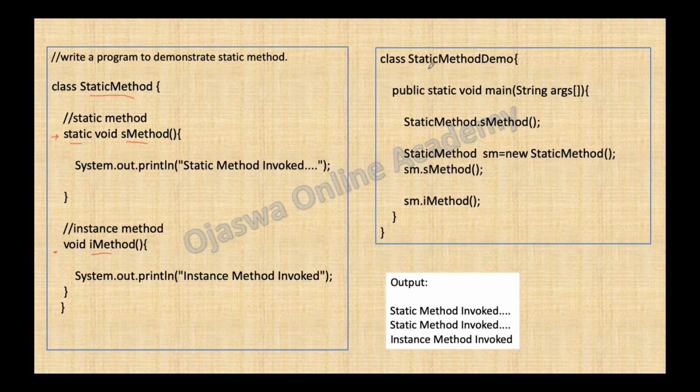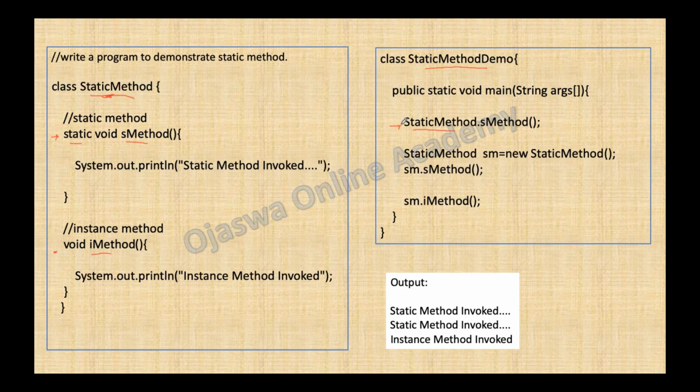Then we have written a separate class for main method. Name of the class is StaticMethodDemo. Let us see the execution and how we call the methods. First statement here is StaticMethod.sMethod. We can give a call to static method using a class name. So over here, StaticMethod is the class name to which the static method sMethod belongs. Hence we are writing StaticMethod.sMethod, that is class name dot method name.